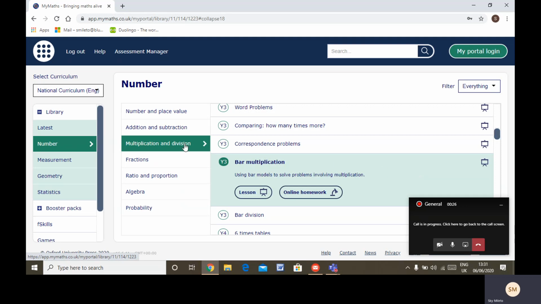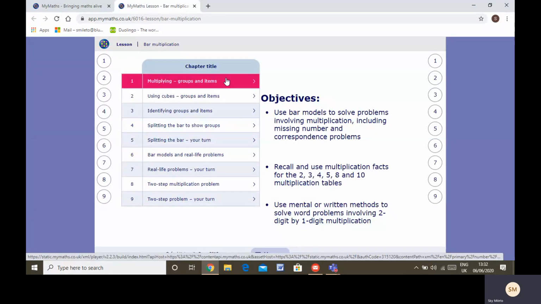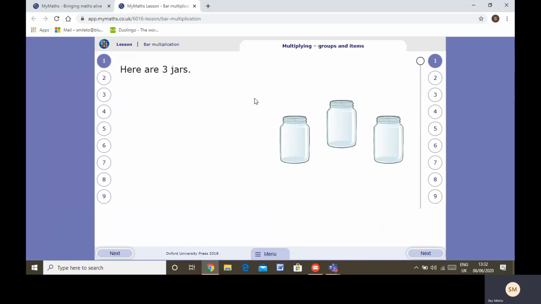We're continuing with multiplication and division, but it's going to get a bit harder. The lesson's going to be a bit longer. So we're looking at bar multiplication today, and we all know how we use bar models. We've used bar models when you're in school, and we're going to go through the bar models again today to help us with our multiplying.